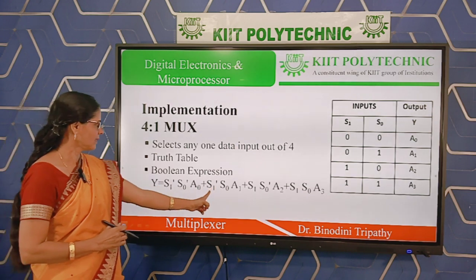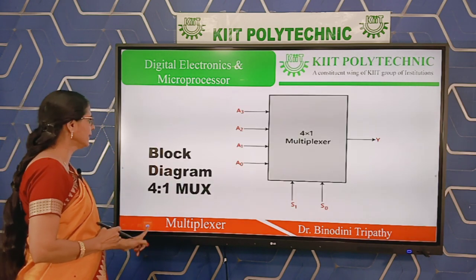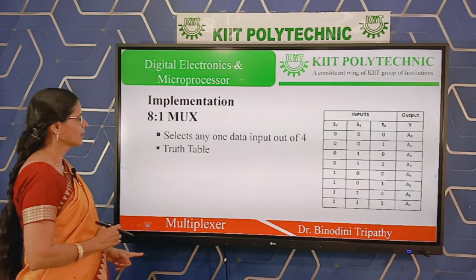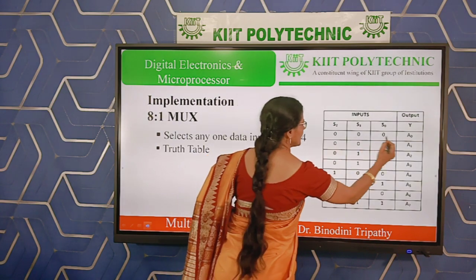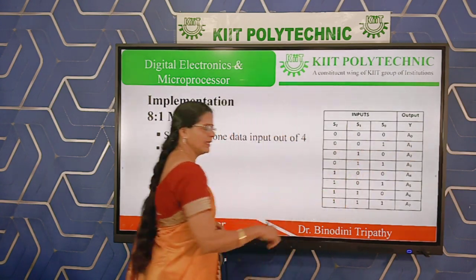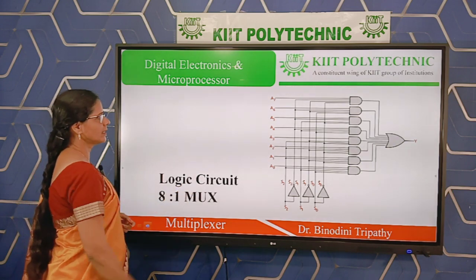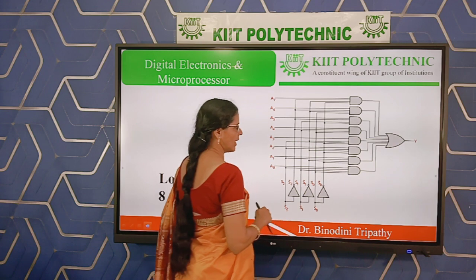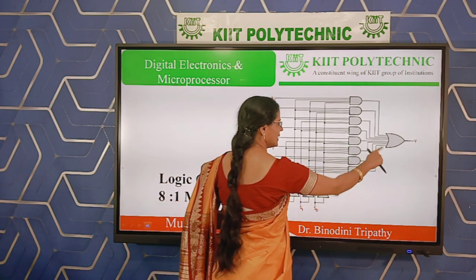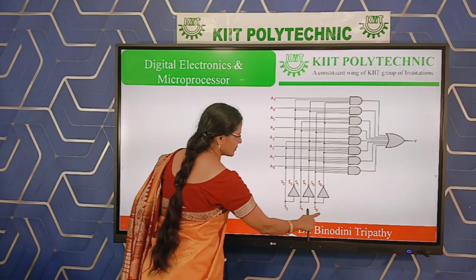But you can recall this. If this is for 4 inputs, so what will be the equation for 8 inputs? The writing process is the same. You have to write the min terms for each line and simply add. Then this is the circuit. Here you have 8 inputs, accordingly 8 AND gates. Always you have to use 1 OR gate, then 8 inputs, 3 selection inputs.